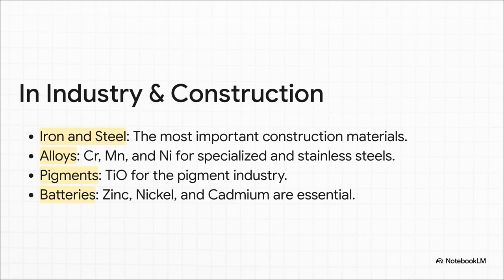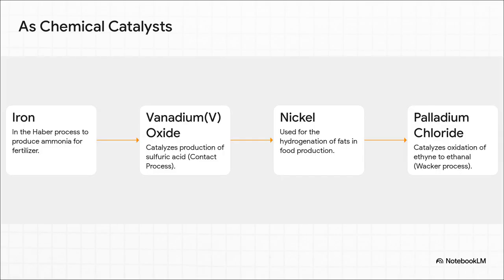And of course, zinc, nickel, cadmium, they're essential for the batteries that run our lives. And remember that chameleon superpower, the one with all the different oxidation states? Well, that also makes them fantastic catalysts. They can swap electrons back and forth, helping speed up chemical reactions without getting used up themselves. This is absolutely critical for huge industrial processes, like using iron to make fertilizer or using vanadium to make sulfuric acid. They're basically the secret engines driving the entire chemical industry.